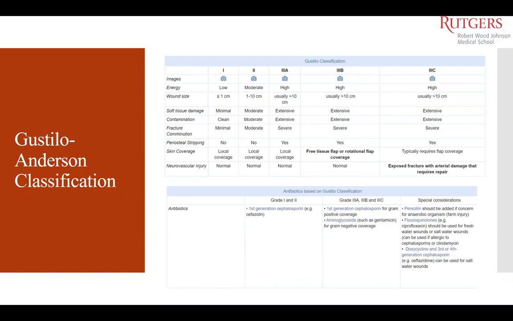In pediatrics, you're mostly going to see types 1 to 3 on the classification scale. Usually you're going to have smaller wound size and less soft tissue damage. The bone injuries are not necessarily due to direct trauma, so they're going to be less severe with open wounds. In this case, our case was a class 1 Gustilo-Anderson classification.